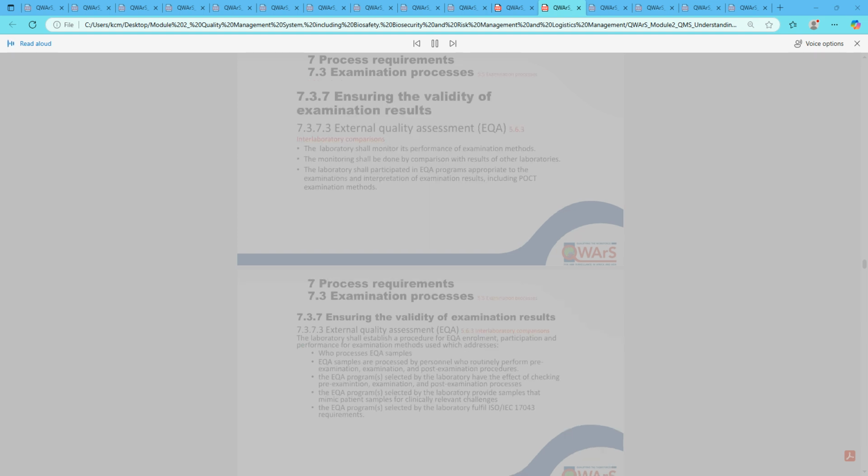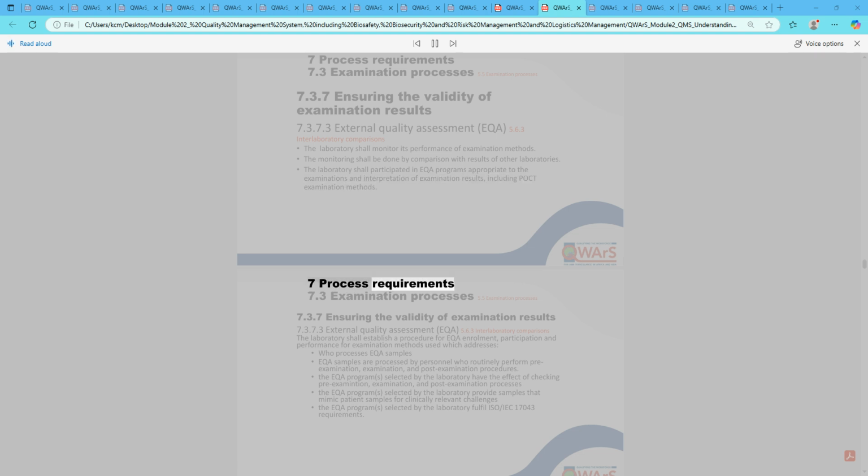7 Process requirements, 7.3 Examination processes, 5.5 Examination processes. 7.3.7.3 External quality assessment, EQA, 5.6.3 Interlaboratory comparisons. The laboratory shall monitor its performance of examination methods. The monitoring shall be done by comparison with results of other laboratories. The laboratory shall participate in EQA programs appropriate to the examinations and interpretation of examination results, including POCT examination methods.